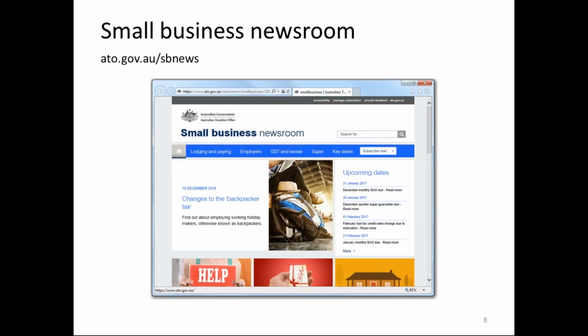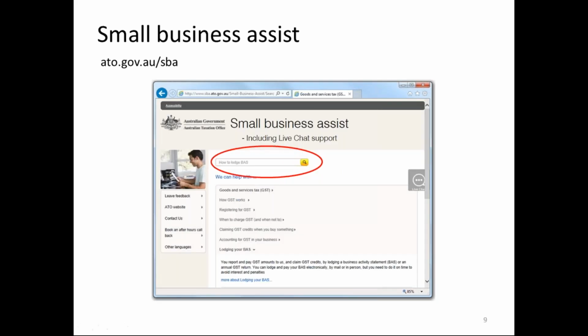On the website, you can also read other articles of interest or use our key dates feature, as you can see on one of the tabs there, to set up reminders in your business calendar. And some of you have said that you have used the Small Business Assist. This is another tool that provides easy access to information on a range of topics. So type your question in that search bar, and it will provide tailored information from a range of websites in an easy-to-read format.